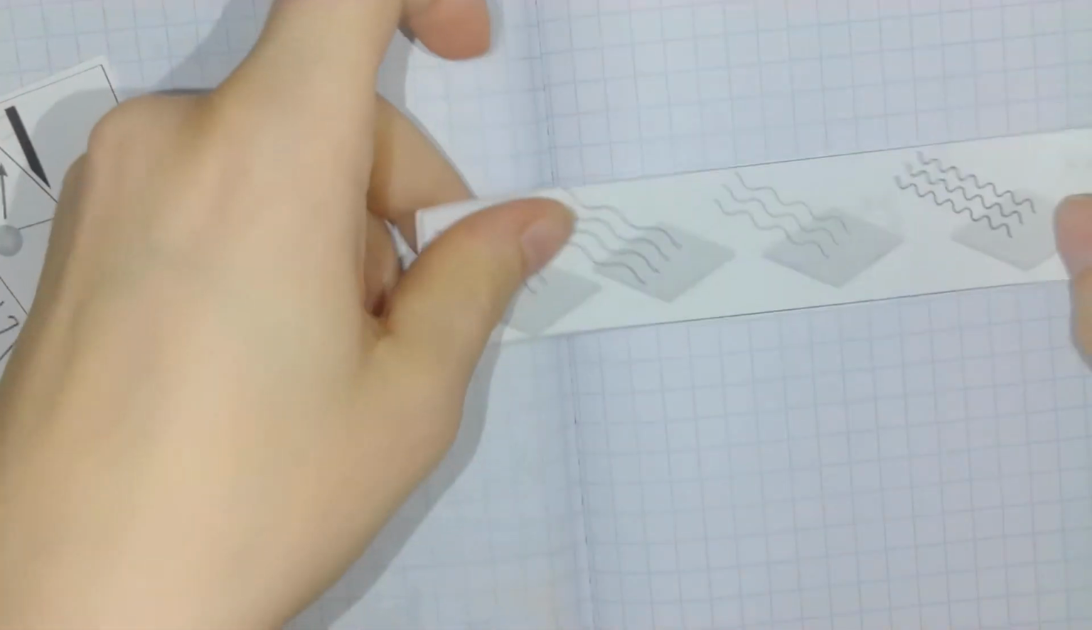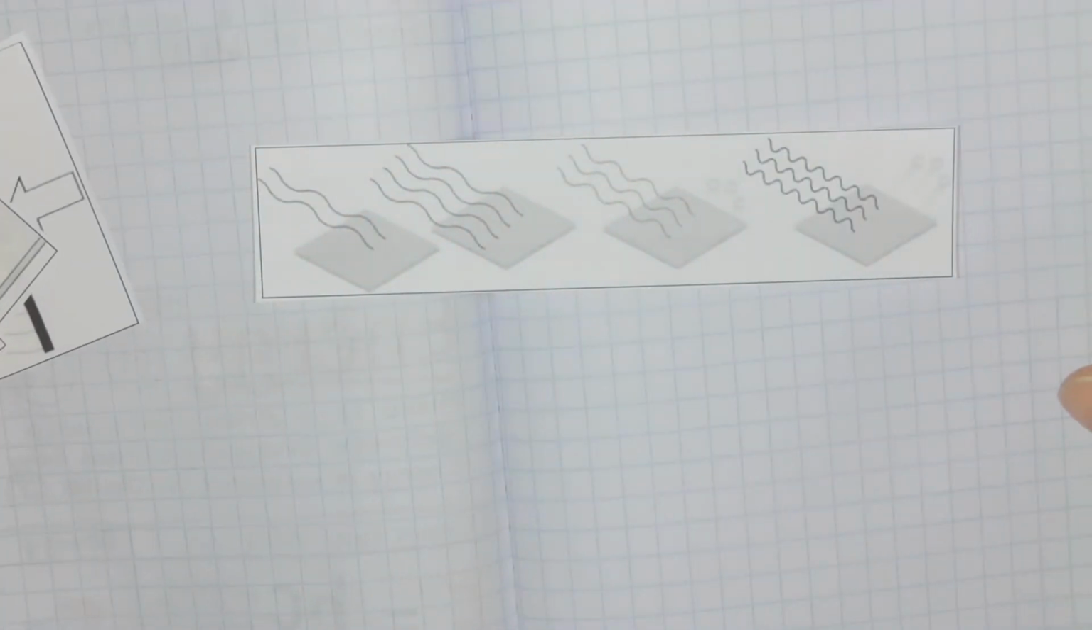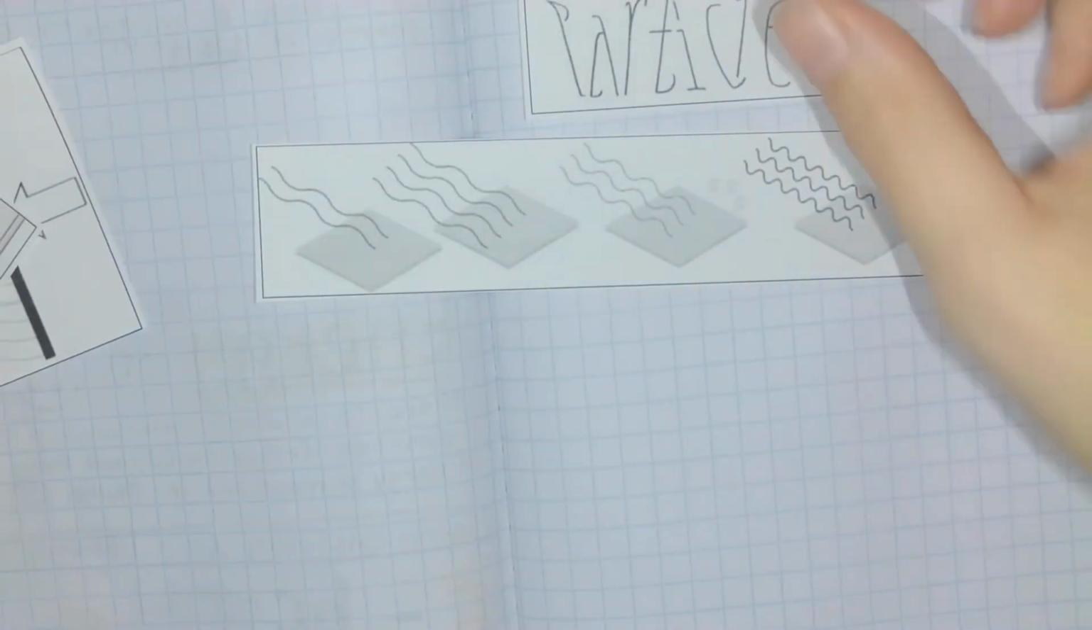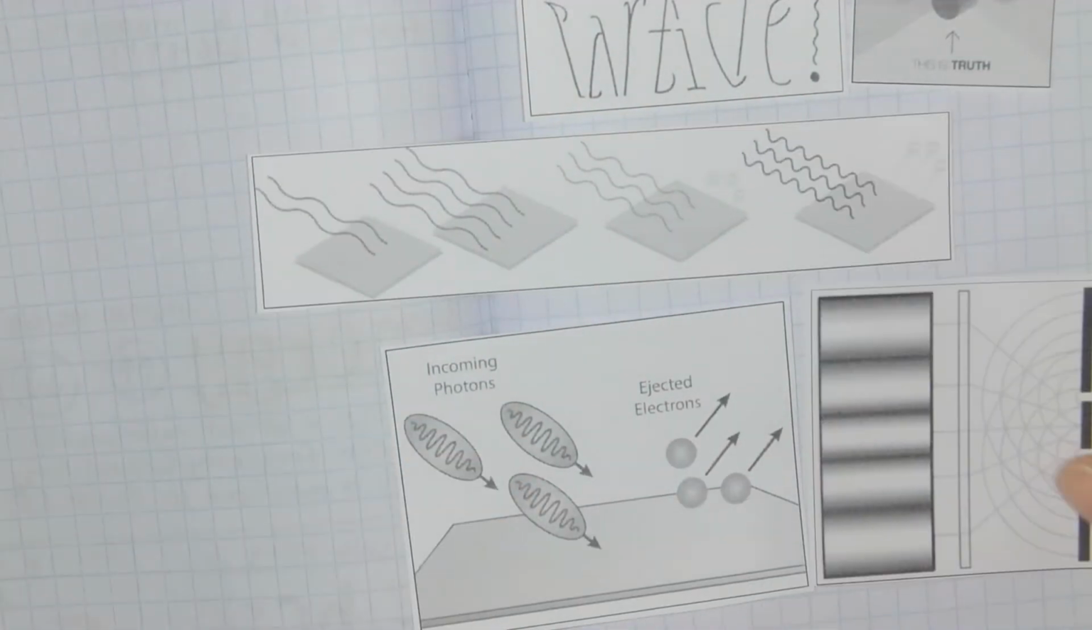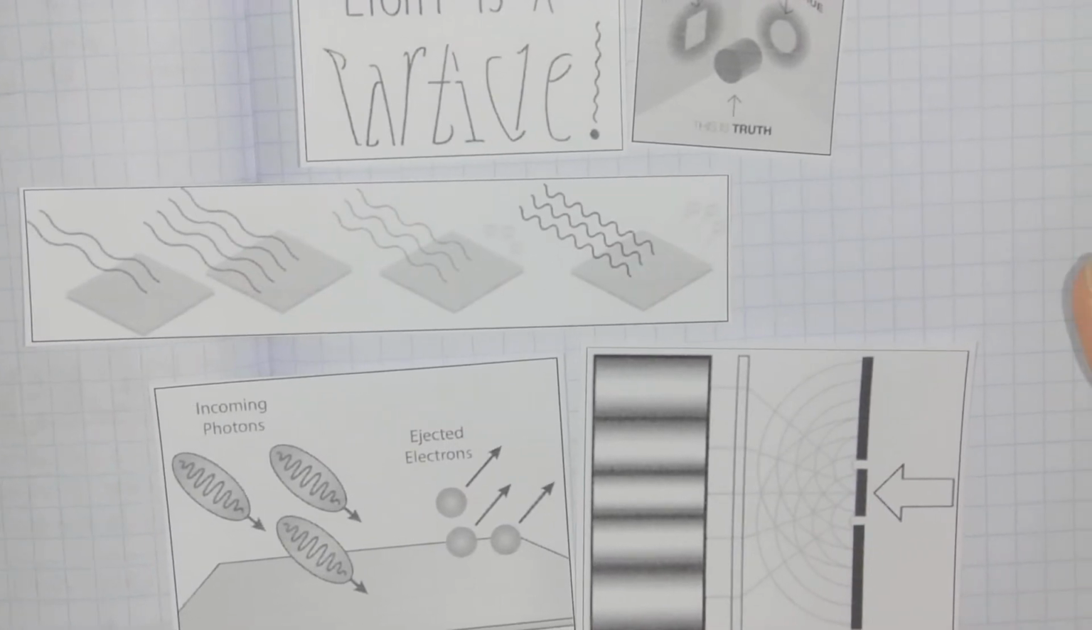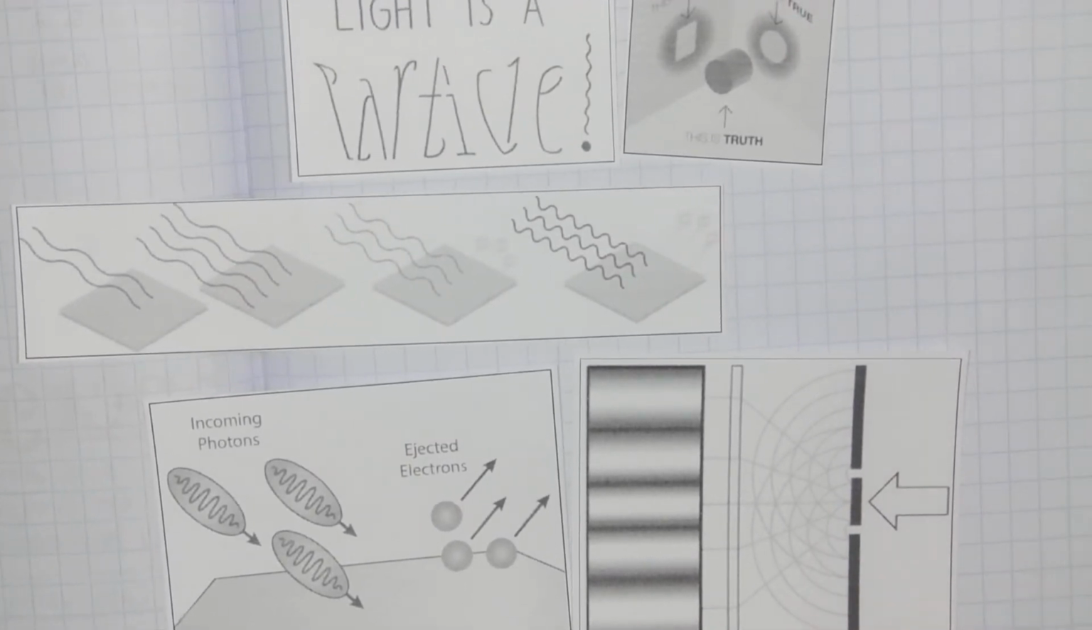So what you're going to need to prep this page are the following cutouts. You're going to want this one, this one, this one, this one, and this one. There's all of them. So go ahead and pause the video and cut out these 5, and then in a moment I'll show you where they're going on the page.